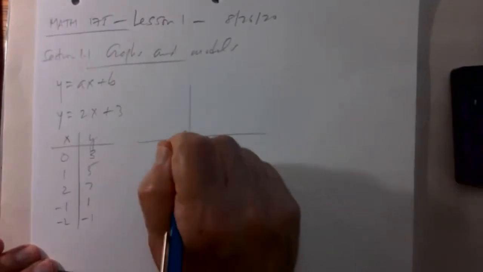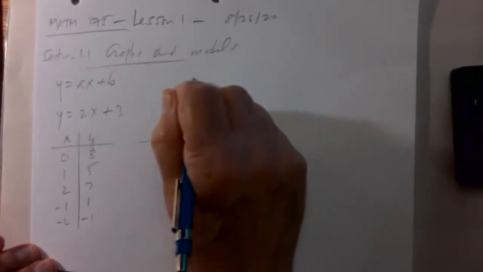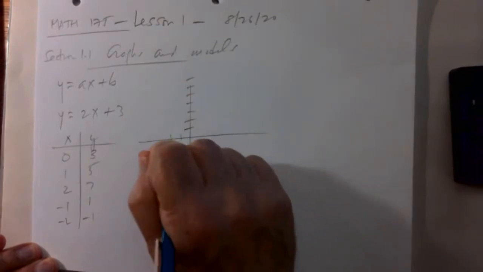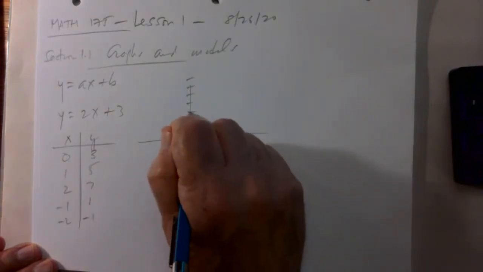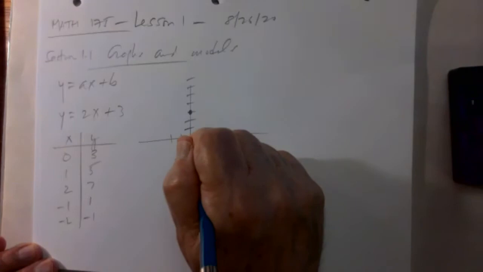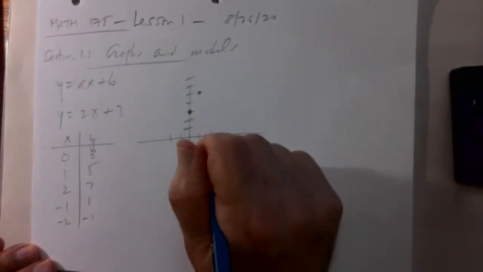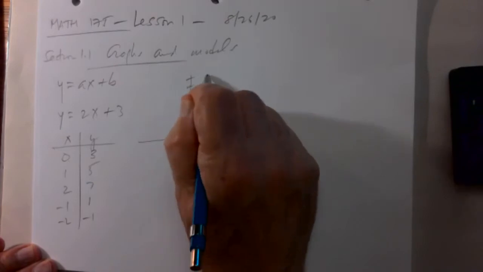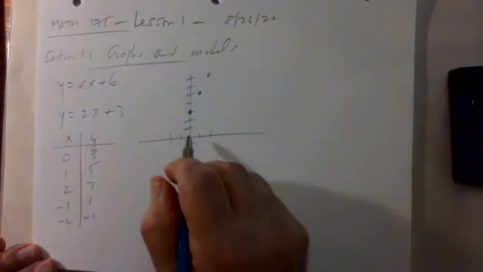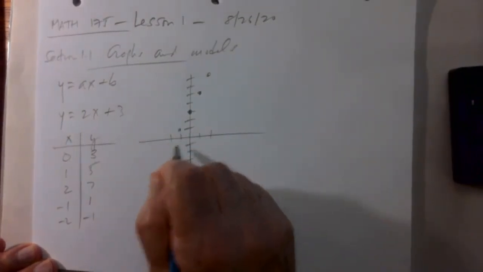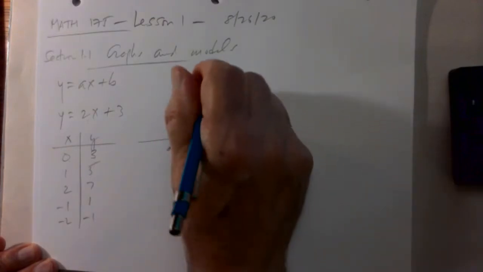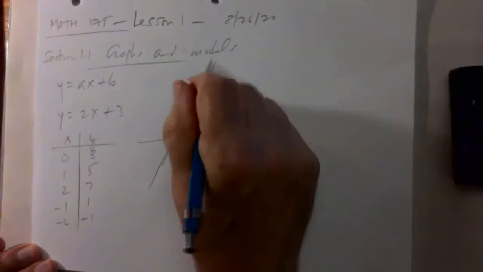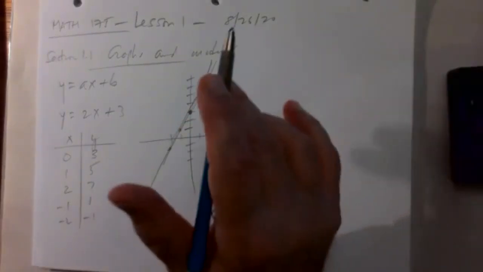And let's just plot these points and see what they look like. So when x is 0, y is 3. When x is 1, y is 5. When x is 2, y is 7. When x is minus 1, y is 1. When x is minus 2, y is minus 1. So those are these points, and it looks like they lie on a straight line. Now, in fact, they do lie on a straight line.